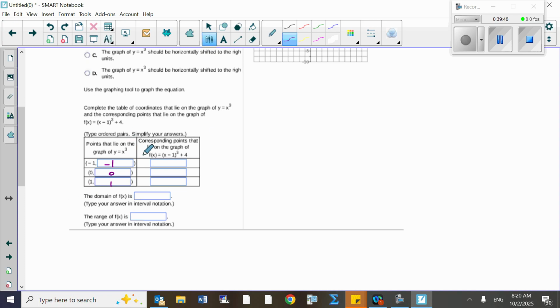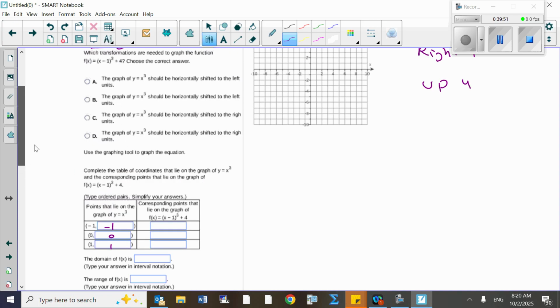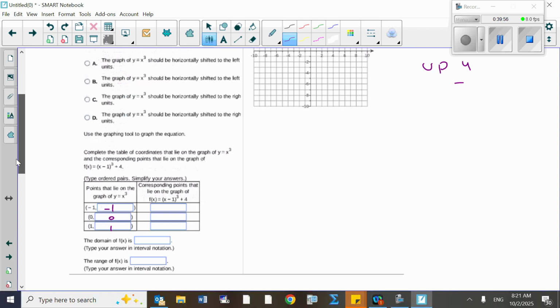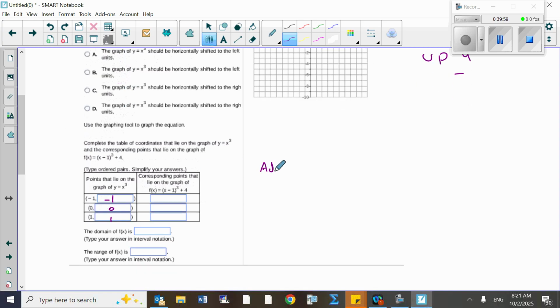Now, how do I find the corresponding points on the transformed function? Since we have moved the function right 1 and up 4, right 1 means add x by 1, because we have moved it right by 1. And then up 4 means add y by 4. So we're using the same thing here.